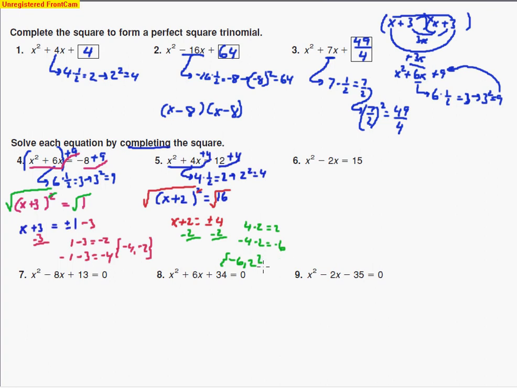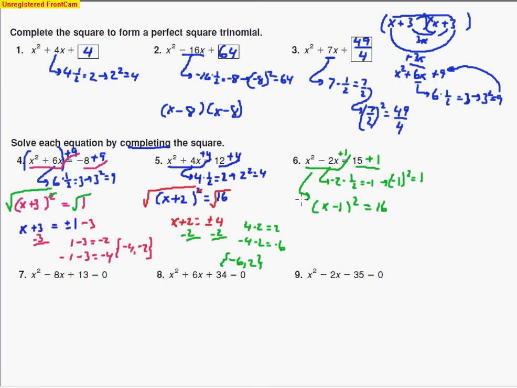Taking a look at the next one, we end up having to take half this b term again. So negative 2 times a half gives me negative 1. But then I've got to take that negative 1 and square that number. And that's how I end up with positive 1. So that's the number I get to add to both sides. And then from here, I have a trinomial square. So I'm going to end up factoring this. And when I factor it, it just factors as x minus 1 quantity squared. And so from there, again, negative 1 times negative 1 makes the 1. Negative 1 plus negative 1 makes the negative 2. And this all equals 16, from the 15 plus the 1.